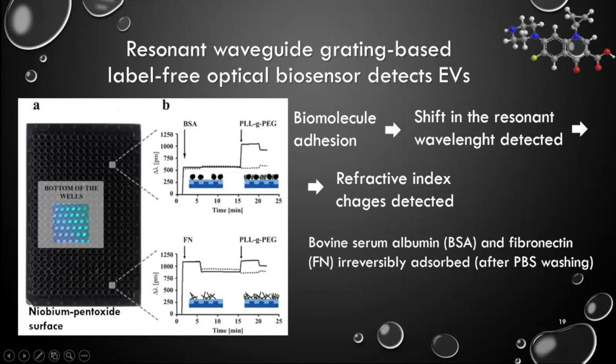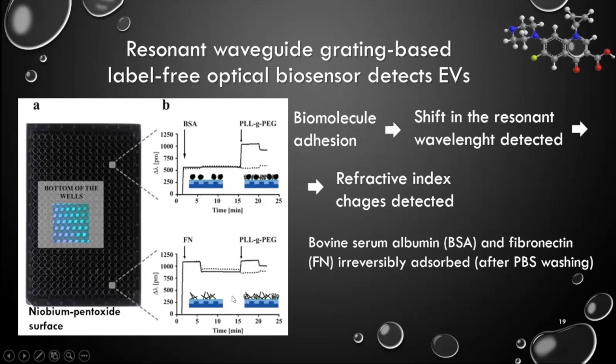They used the resonant waveguide grating based label-free optical biosensor. So what is that? In the 96-well plate, it is a biosensor placed on the bottom of the well. It's a tiny film covered by niobium pentoxide, and it has known resonant wavelengths and also a known refractive index, which is useful when biomolecular adhesion happens. The camera could detect the shift in the resonant wavelengths and, because of the liquid, translate it to refractive index changes.